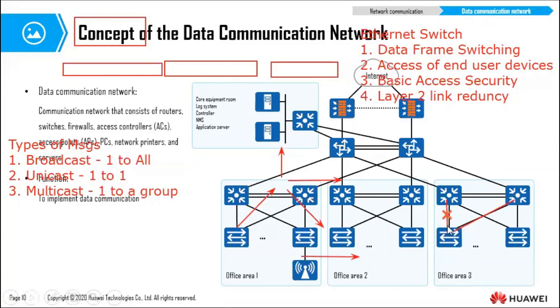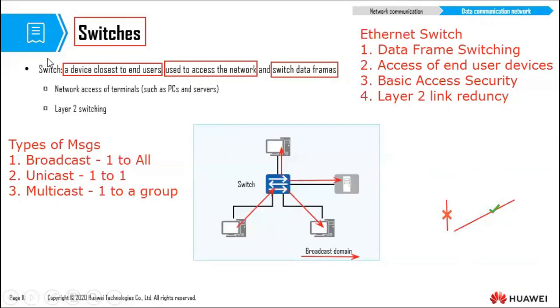In case this link goes down, the people that are connected via this switch are not going to be isolated. They're not going to lack network services because this link is still working. So link redundancy is normally used to improve network reliability.